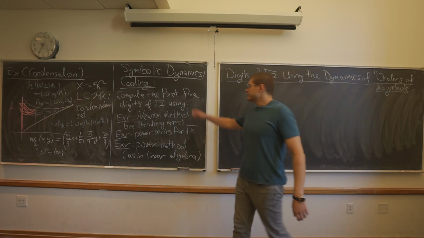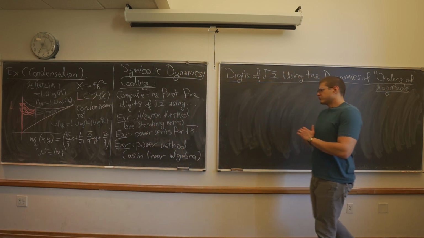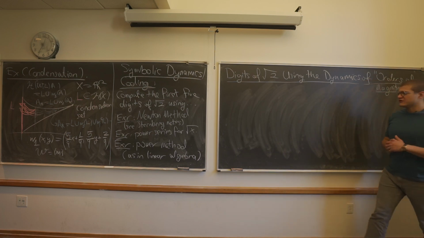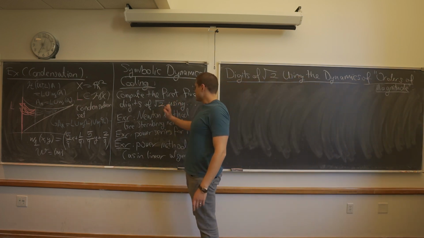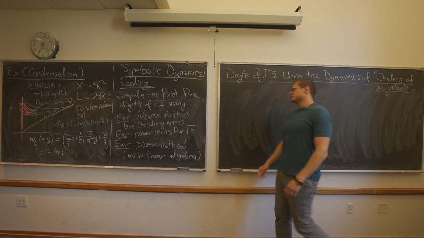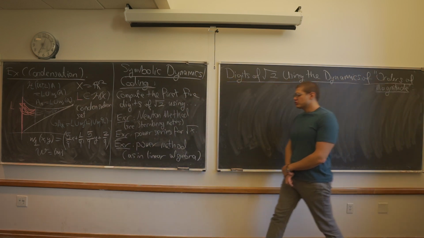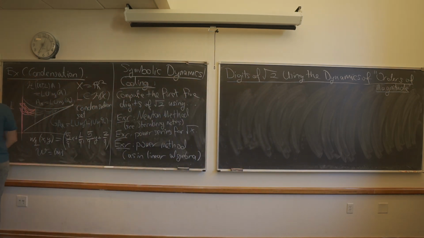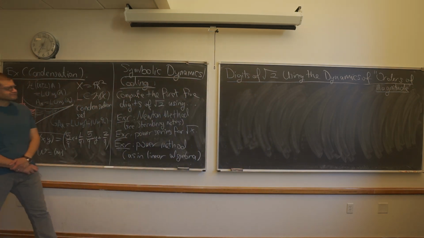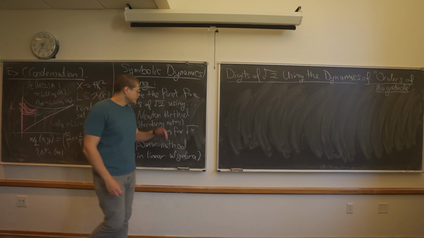Okay, so now let's switch to symbolic dynamics or coding. Here I gave a couple of exercises that are somewhat related to this. The basic idea is a very simple computational question: you have the number square root of 2, and you want to compute some digits of it. There are a couple of different ways of doing this, and here are 3 different methods you can try.